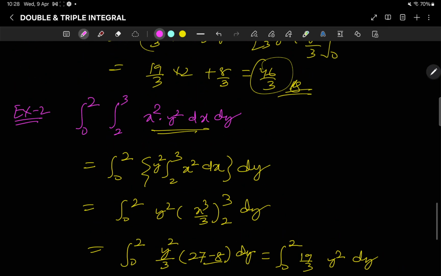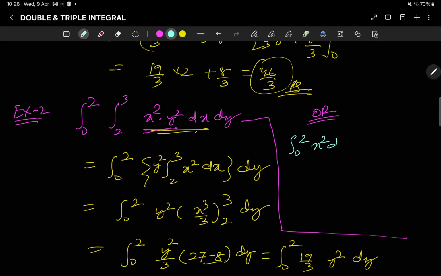But my intention is to say here, if this is a product type, then we can directly write it. Alternatively, we can directly write it as integral 0 to 2 x square dx, integral 0 to 3 y square dy. Means if this is in multiplied form and the variables are completely separated, x with respect to x, y with respect to y, then it will also give you the same answer.